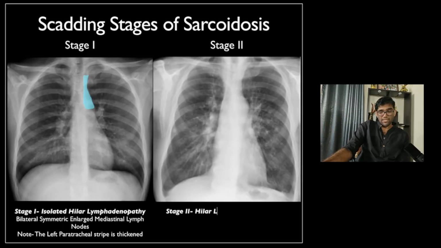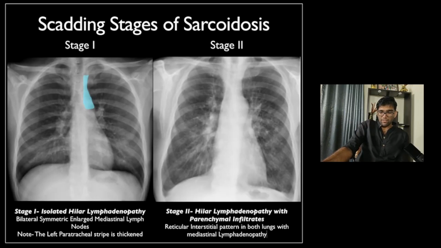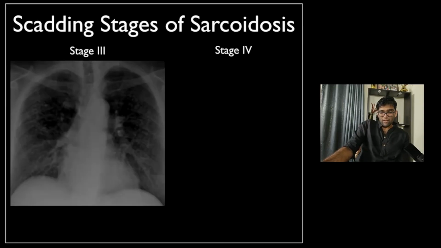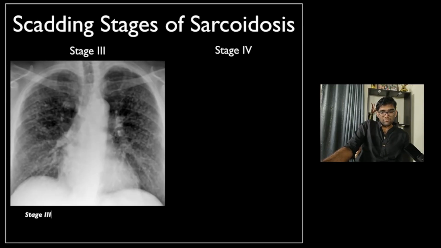Now in the second stage, you get hilar lymphadenopathy and parenchymal infiltrates. Again, in this case, we have reticular interstitial opacities in both lungs with mediastinal lymphadenopathy. In stage 3, we get only parenchymal involvement, and this is actually relatively uncommon.